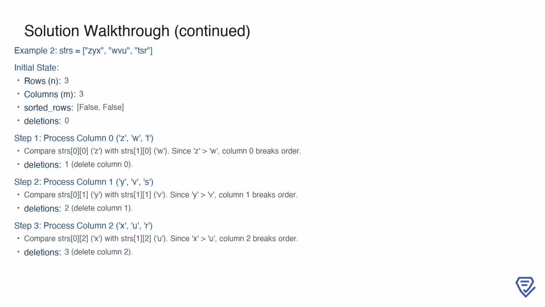Next, in column 1, comparing Y with V, we find that Y is greater than V, breaking the order again. This requires us to delete column 1, bringing deletions to 2. Finally, in column 2, comparing X with U, we again find that X is greater than U, which breaks the sorting order. This leads to deleting column 2, making the total deletions 3. At this point, all columns have been deleted, leaving no further comparisons.